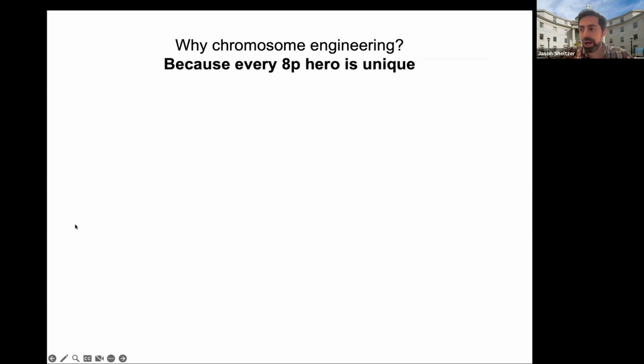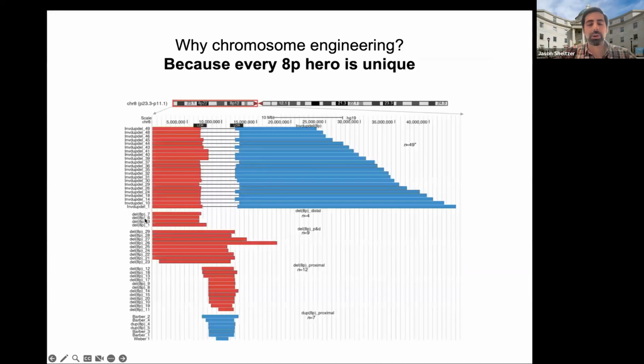An additional reason why I think chromosome engineering is very important, particularly in the context of chromosome 8p, is that one thing we've also learned is that every 8p hero is unique. To show another image from this previous study from Dr. Chung, this is showing just the wide variety of different inversions, deletions, and duplications that our 8p heroes have. And you can see that every 8p hero is unique. There are deletions and duplications that are affecting all different parts of chromosome 8p.